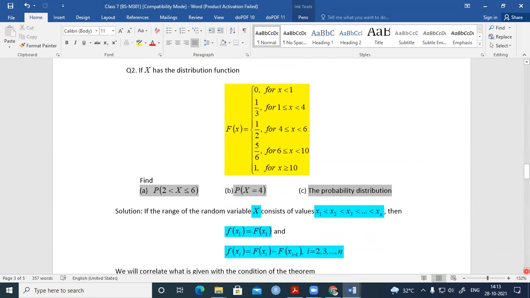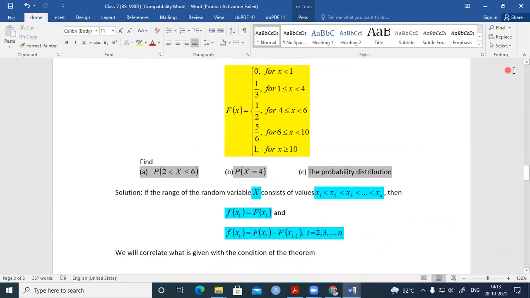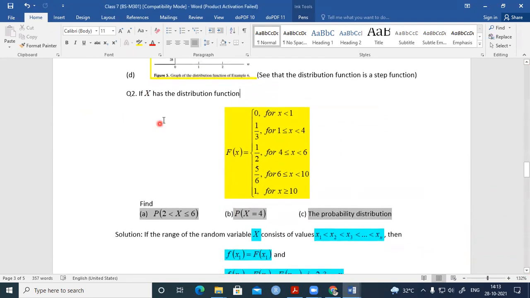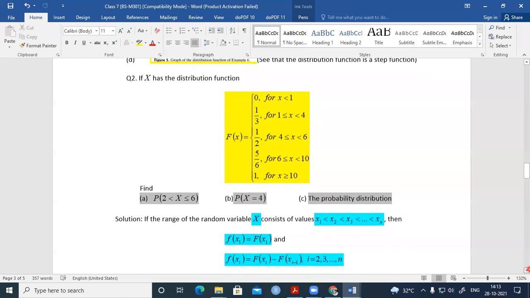So another problem that I have given over here is something different. In this particular problem, the distribution function is given to you. Its diagram is a kind of step function. From this distribution function, we are supposed to find the probabilities. First of all, they have asked us to calculate the probabilities, and then the probability distribution needs to be calculated.